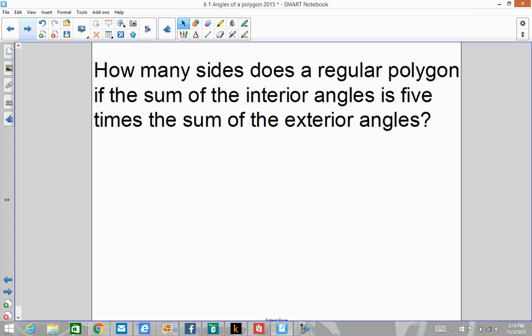All right, so how many sides does a regular polygon have if the sum of the interior angles is 5 times the sum of the exterior angles? So this is one that I want you to practice since I did the work on the other one.